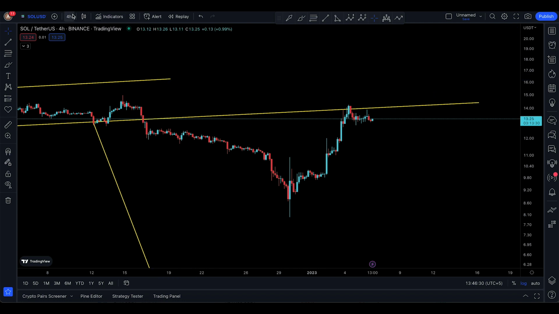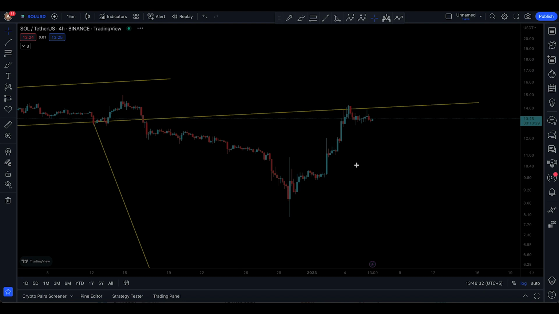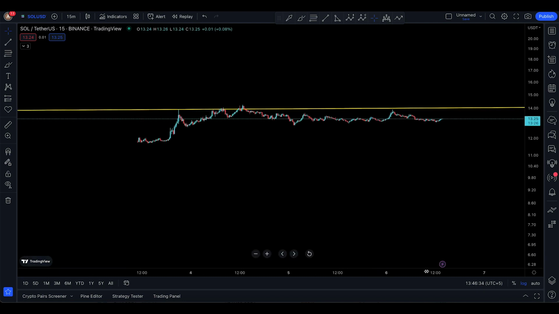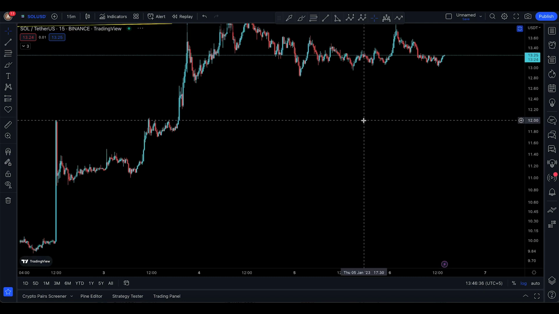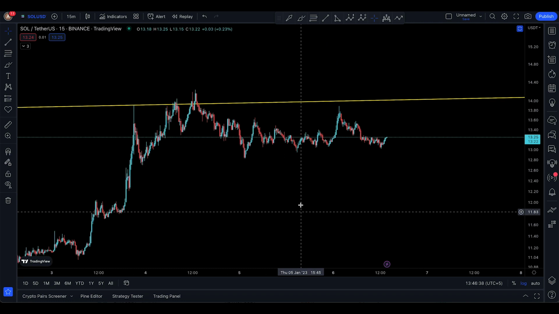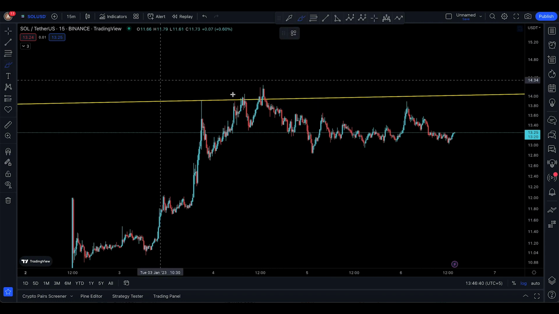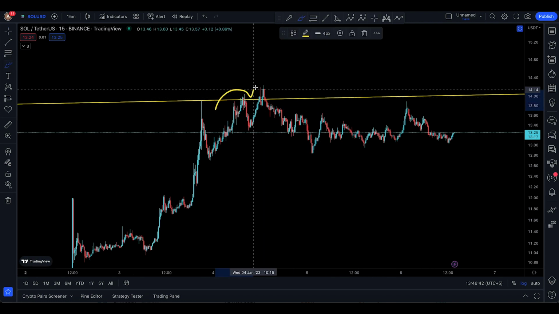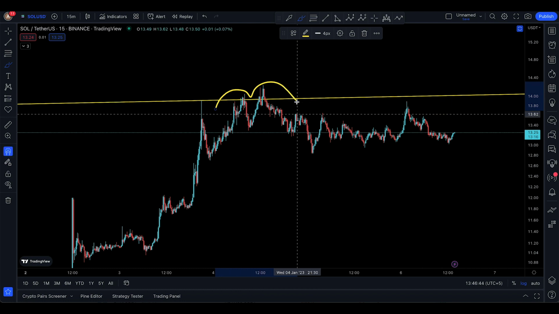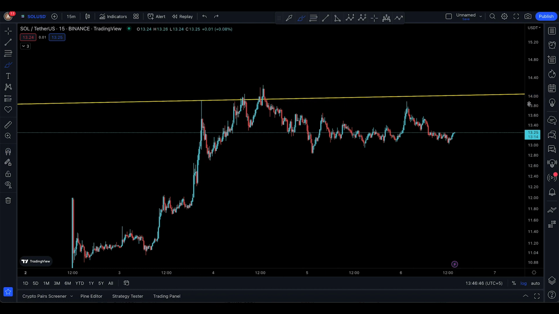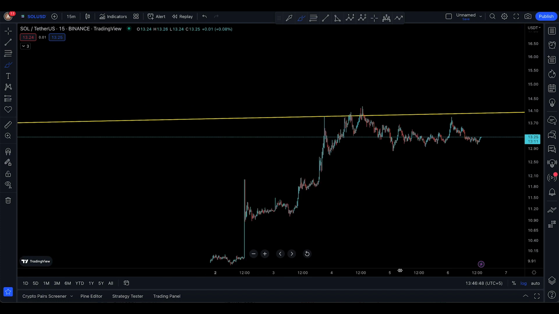Today, Solana is making a bit of a pattern on the 15 minutes time frame, and I just want to figure out what is going on here. All right, so we do have some sort of a double top that happened here, and you're looking for a distribution phase basically for Solana.